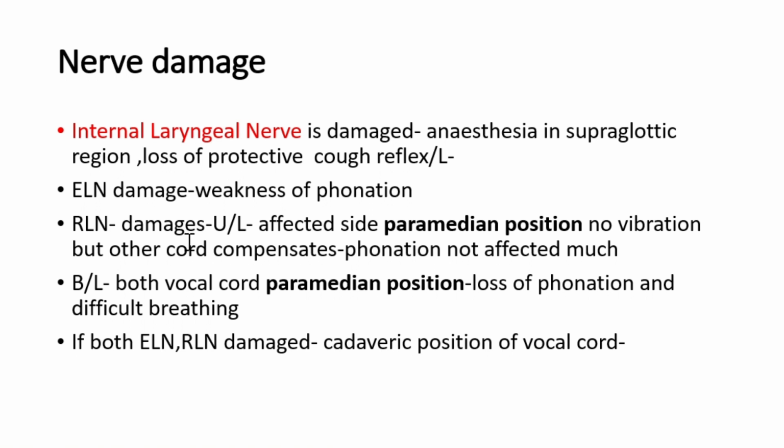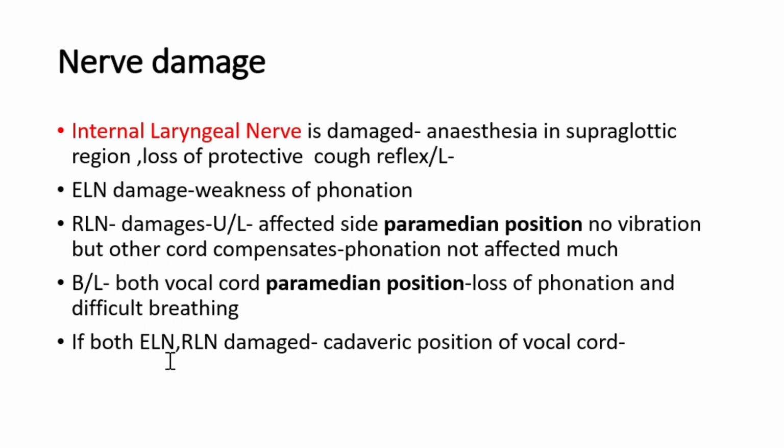Now if the recurrent laryngeal nerve is unilaterally damaged, what will happen? The vocal cord on the affected side lies in the paramedian position, between abduction and adduction, and does not vibrate. But usually the other cord is able to compensate for phonation, so phonation is not much affected. If the bilateral recurrent laryngeal nerves are damaged, both vocal cords lie in the paramedian position, so there is loss of phonation and also difficulty in breathing.